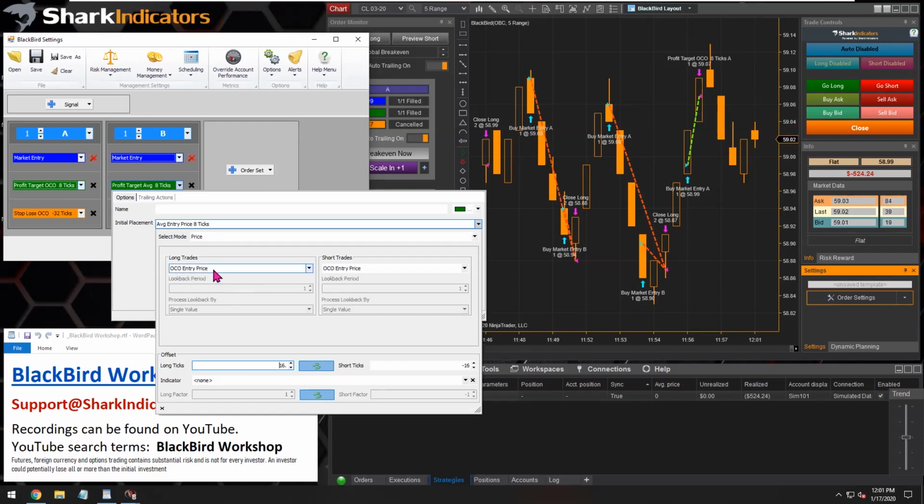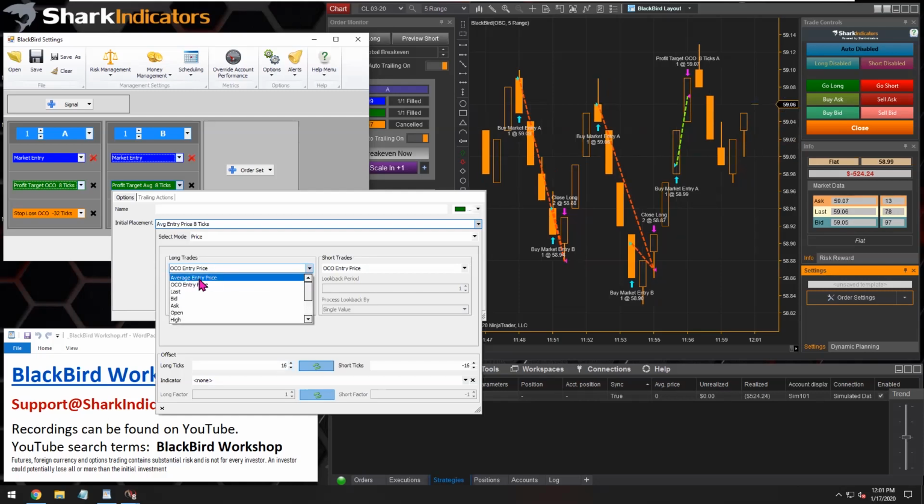So you can do it either way here. But earlier I was hoping that using the average entry price plus 8 ticks, and then using the average entry price for order A, would match the profit targets up together because the calculations were the same. But as we discovered, the average entry price wasn't available yet to profit target A in time.